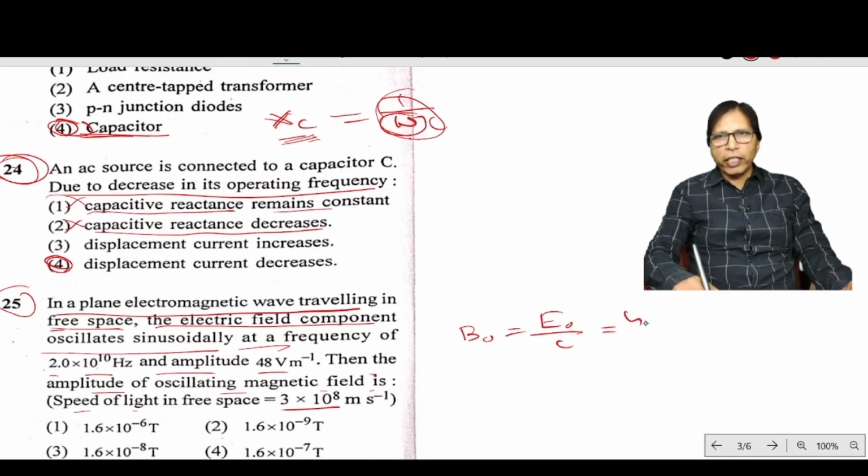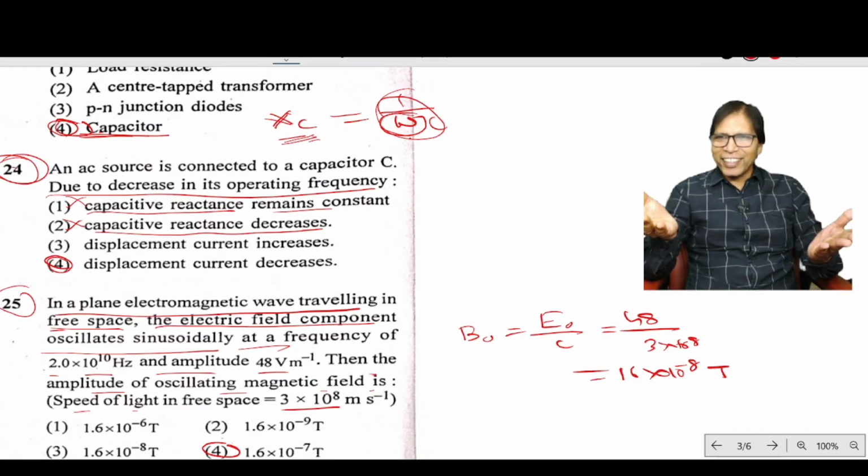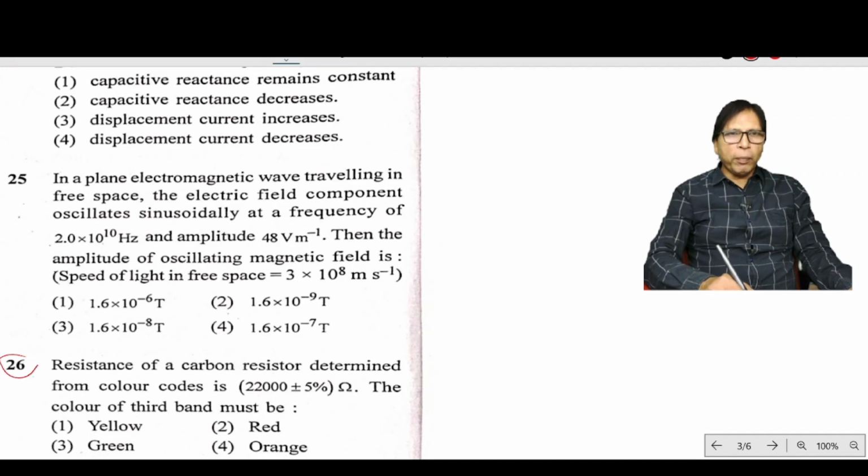Look at this, E0 is 48 volt per meter and C is 3 × 10^8. So this is 16 × 10^-8 Tesla, that is 1.6 × 10^-7 Tesla. Okay, understood? Next.